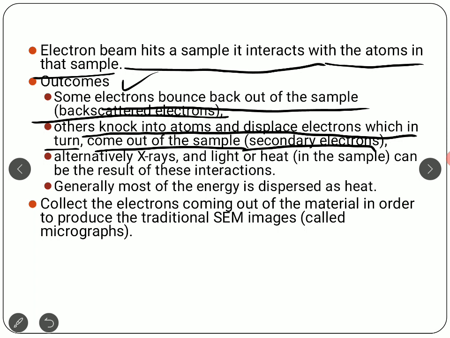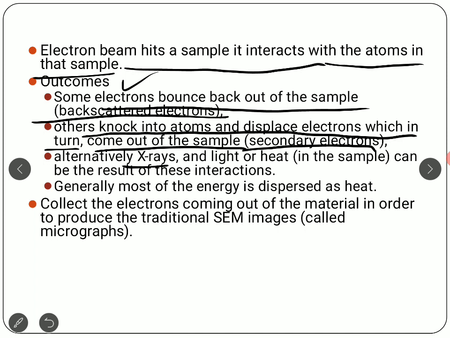Alternatively, we have X-rays. So X-rays are also definitely there. These are the characteristic X-rays. If you want to know what kind of material it has, if you have a compound and you want to know the components of the material, you can definitely use these X-rays for EDAX study.